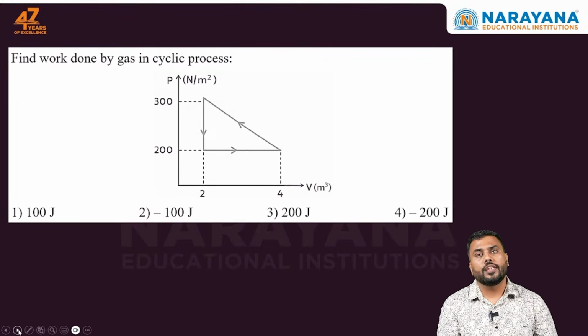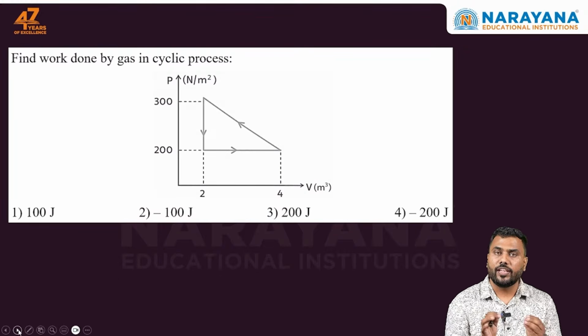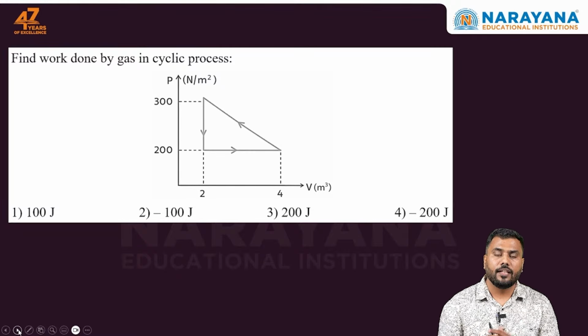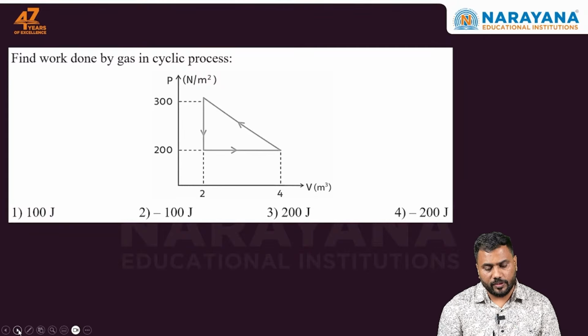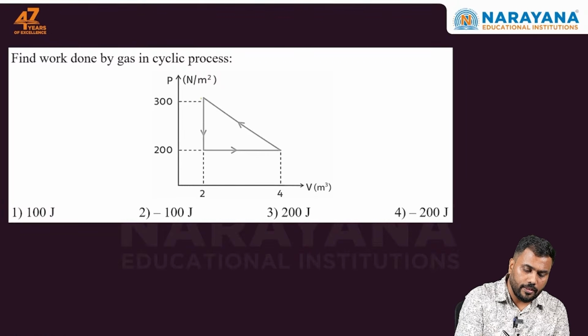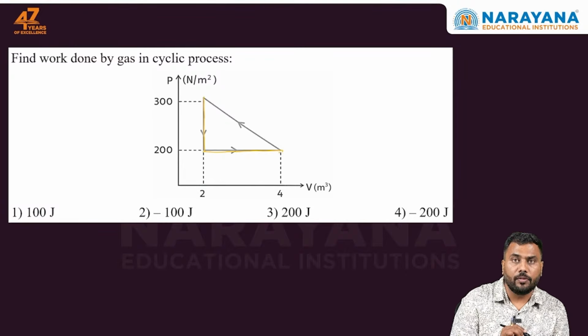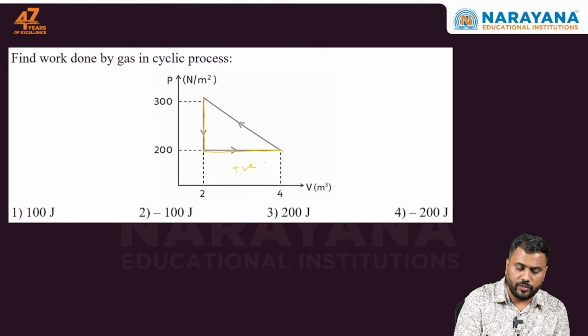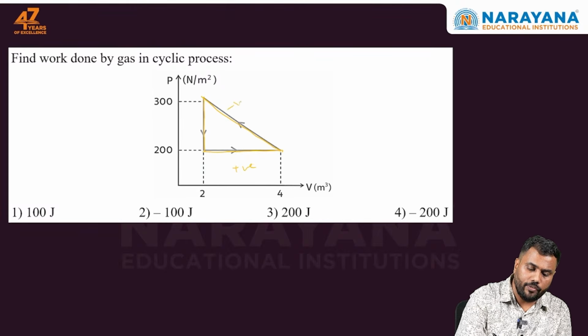The next question is from heat and thermodynamics. Here we are provided with a PV graph and they are asking the work done. There are two options with negative sign, two options with positive sign. So, we need to check the sign of work done also. If we see the graph, in the first step volume is the same, but the pressure is decreasing. In the second step, volume is increasing. So, there will be positive work here, but there is a negative work in this cycle.